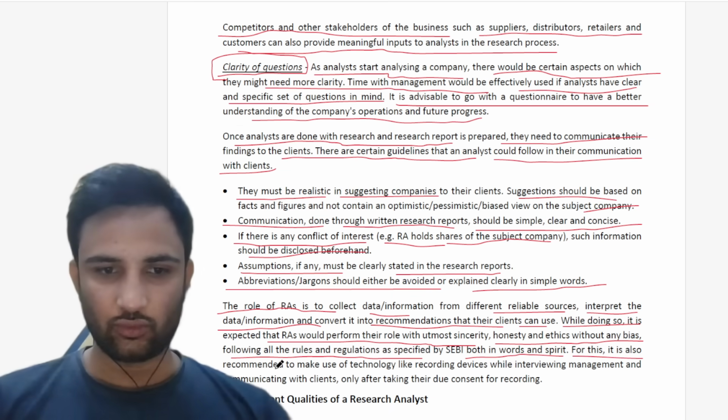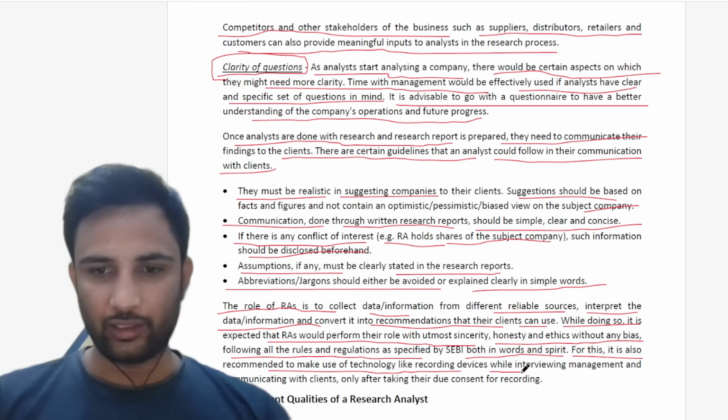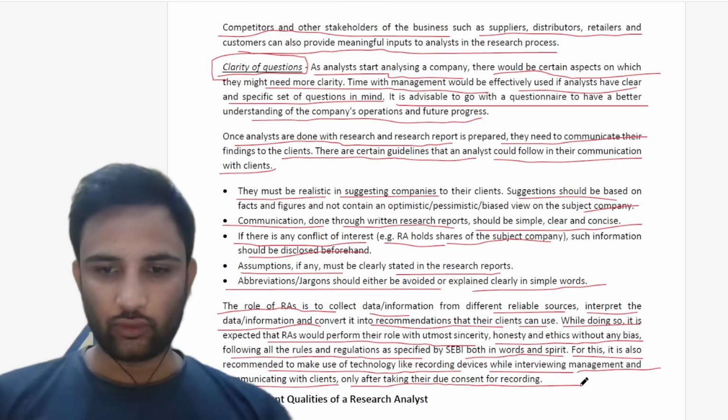For this, it is also recommended to make use of technology like recording devices while interviewing management and communicating with clients, only after taking their due consent for recording.